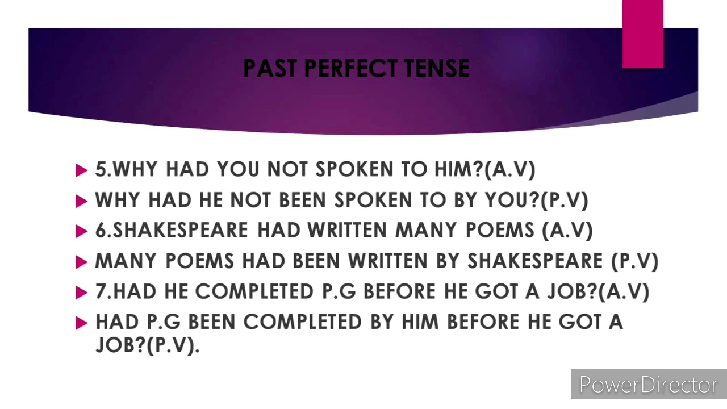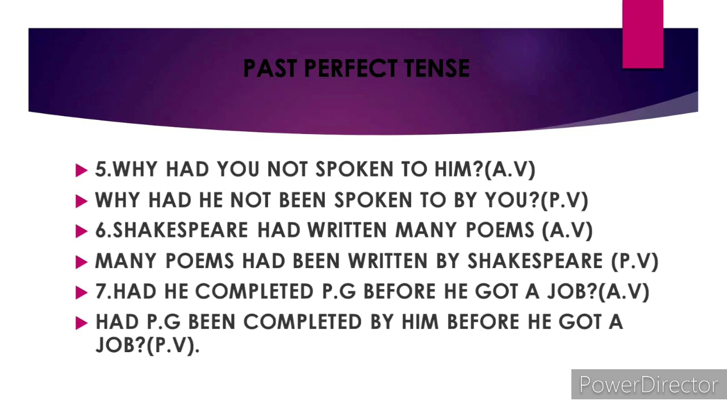Then next example, Shakespeare had written many poems, it's the active voice. Here Shakespeare is the subject, had written is the v3 form, many poems is the object will become subject. Many poems had been written by Shakespeare. Many poems is the subject, had been plus v3, written is the v3 form, plus by is the preposition, plus Shakespeare is the object. Many poems had been written by Shakespeare, it's a passive voice.